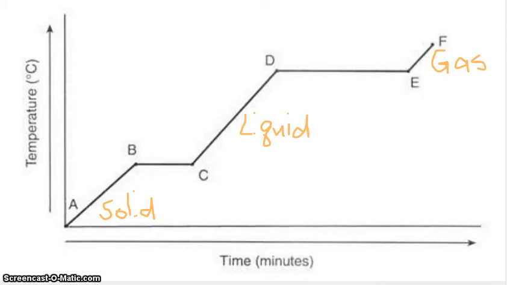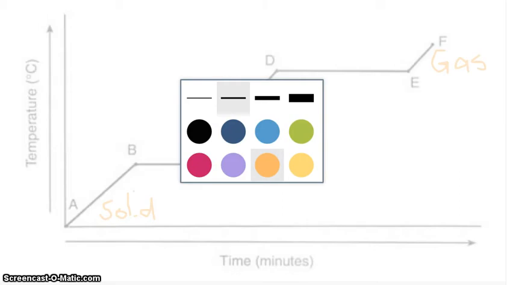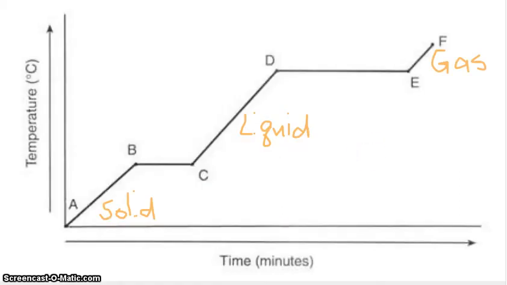Now you notice in between each of our phases, we have a flat area or a plateau where our slope is 0. This is our area where we have a phase change. So if you remember from the other night, we said that whenever we go through a phase change, something is constant. So that something is our temperature.